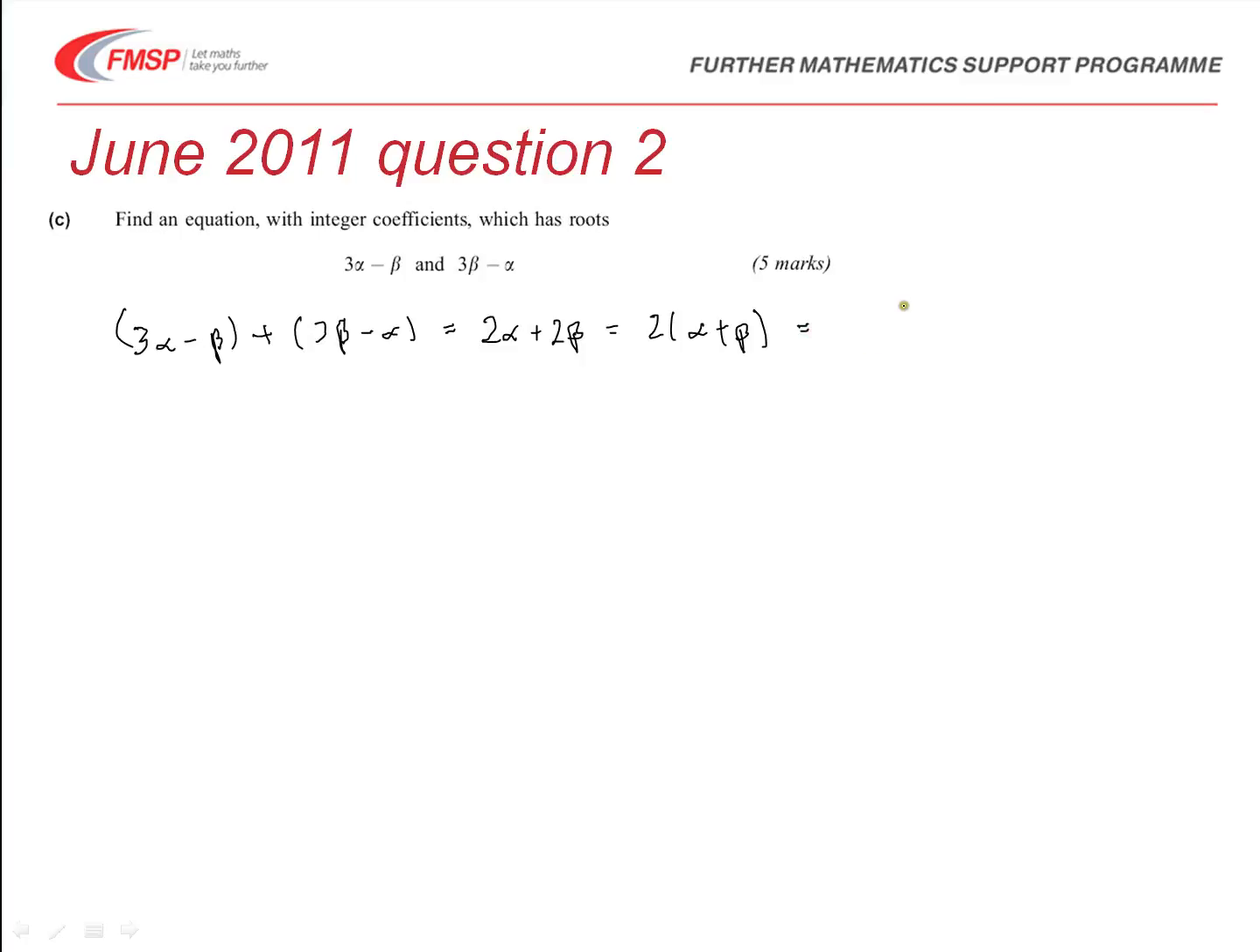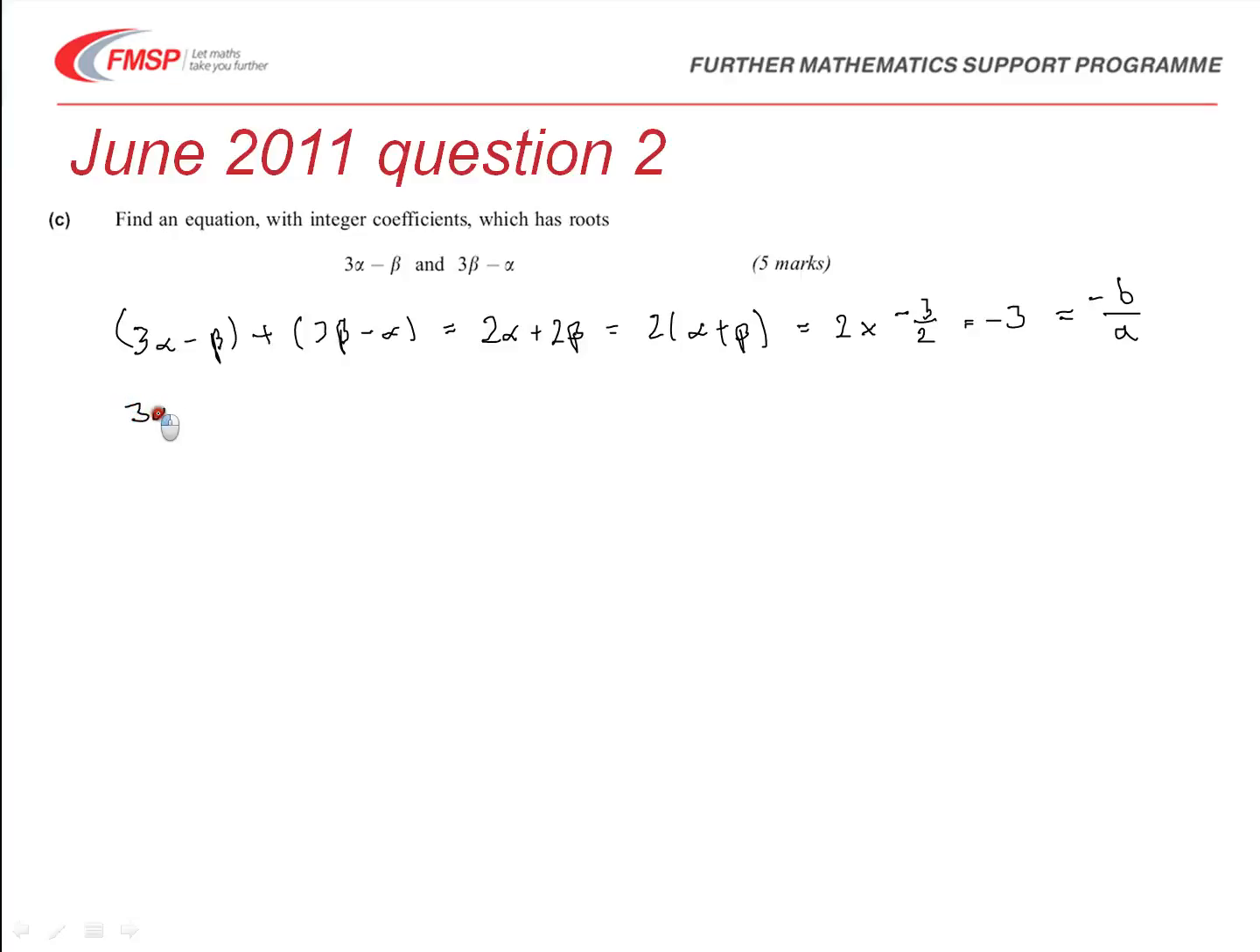And we know from what we did in the first part that alpha plus beta is, sorry, negative 3 over 2, I should have said. So it's twice negative 3 over 2, which gives us an answer of -3. And we need to remember that that is equal to minus b over a, where a and b are two of these coefficients in the new quadratic that we are trying to find.